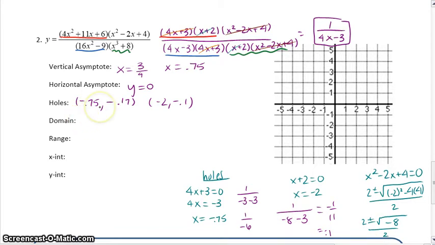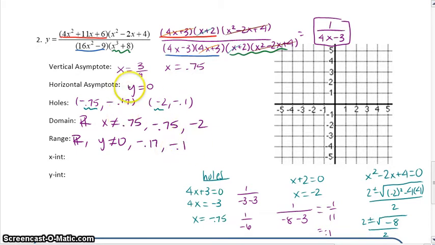So for this, we have to say, well, what can x not be? Well, we know we have a vertical asymptote at 0.75, so we're going to have all real numbers, but x cannot equal 0.75. But we also know x can't equal either one of these values because those are both holes in our graph. So that gives us negative 0.75 and negative 2. And same for the range, we have all real numbers, but we have a horizontal asymptote at 0, so that means y can't be 0.